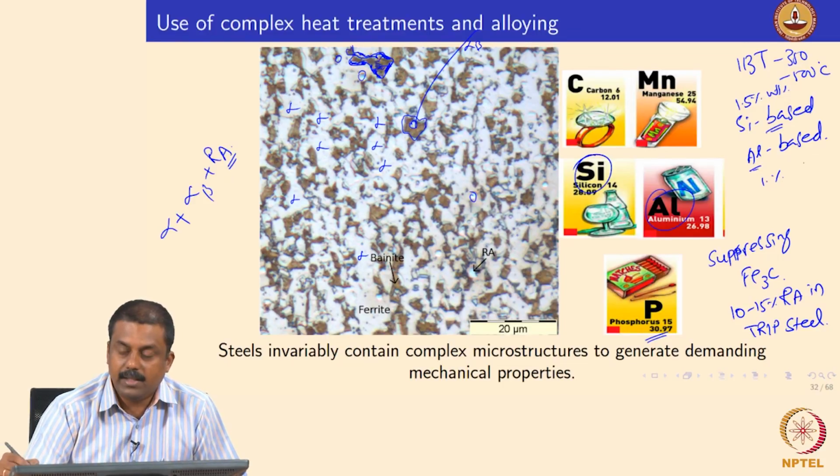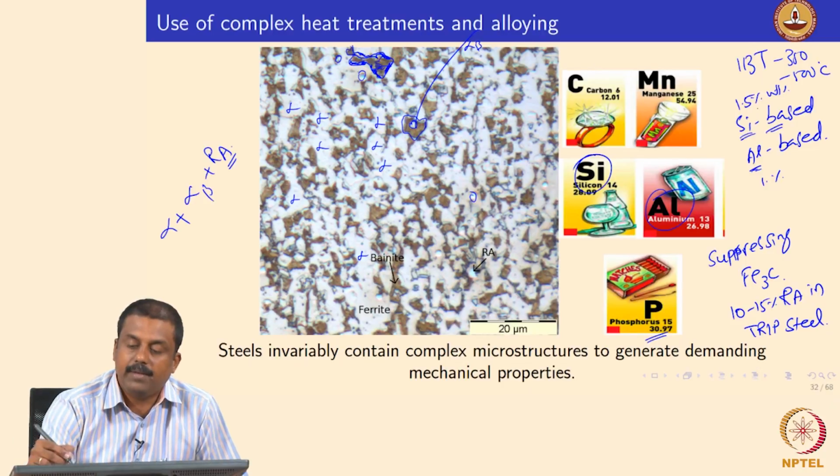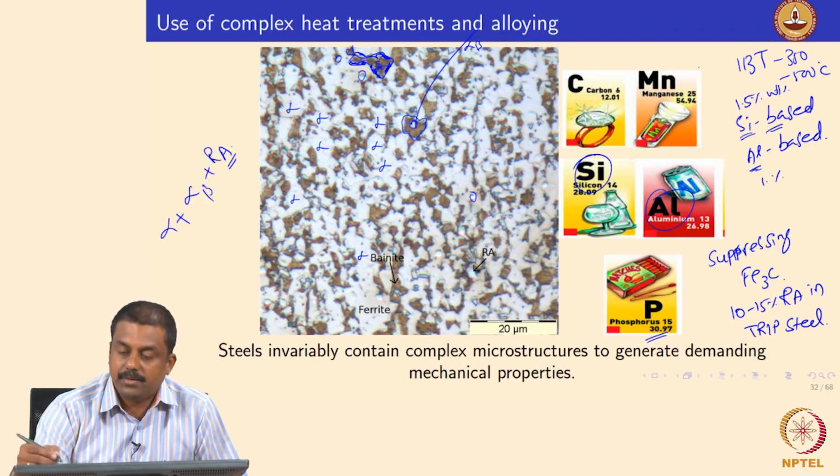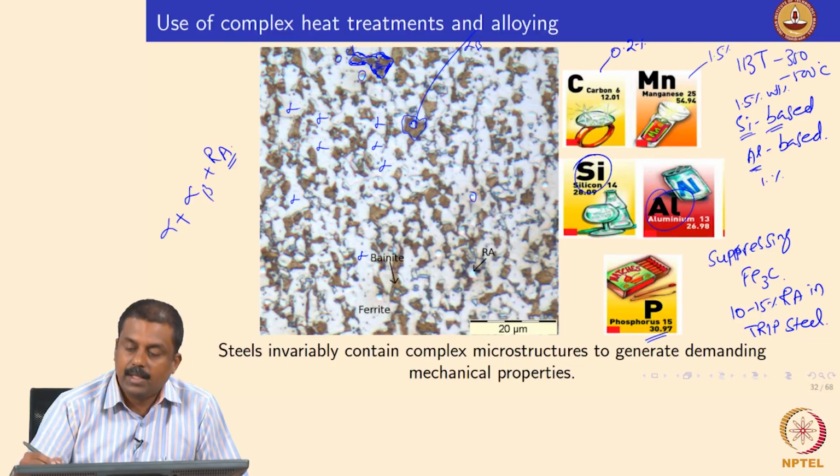There is a metallurgical reason for not adding more than 1.1 weight% aluminum that I will discuss in subsequent classes. But you can assume that there are two classifications of TRIP steels: one is silicon based, the other is aluminum based. In silicon based TRIP steels, the silicon concentration is about 1.5. Apart from that, we have manganese, which can go up to say 1.5%, and carbon typically around 0.2%.